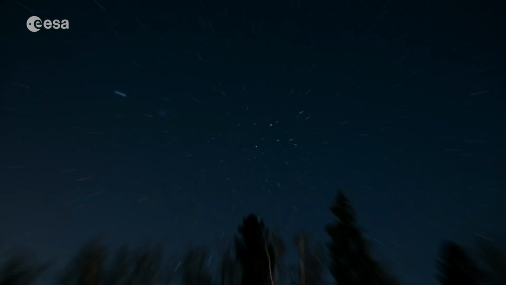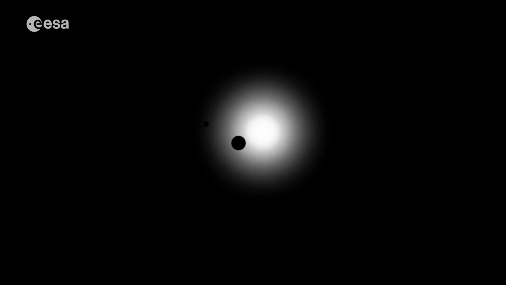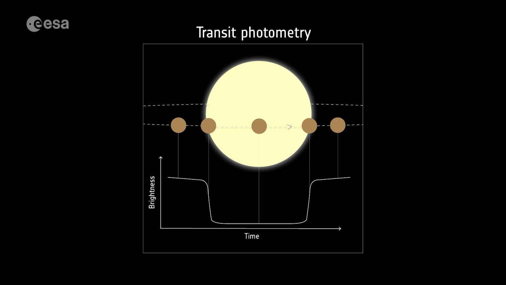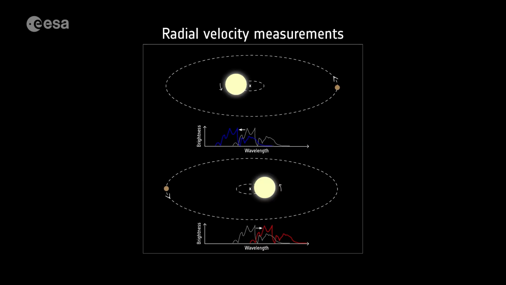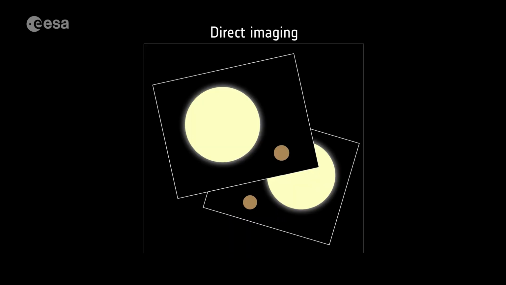Exoplanets are difficult to observe because they are smaller than stars and do not emit their own light. They are also obscured by the bright light emitted by the stars they orbit. The main exoplanet detection methods are transit photometry, radial velocity, gravitational microlensing, astrometry, and direct imaging.